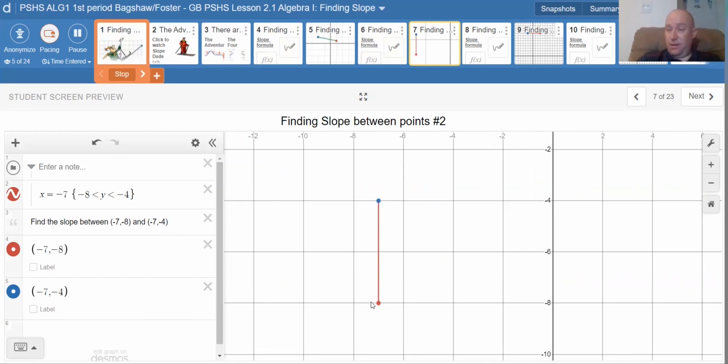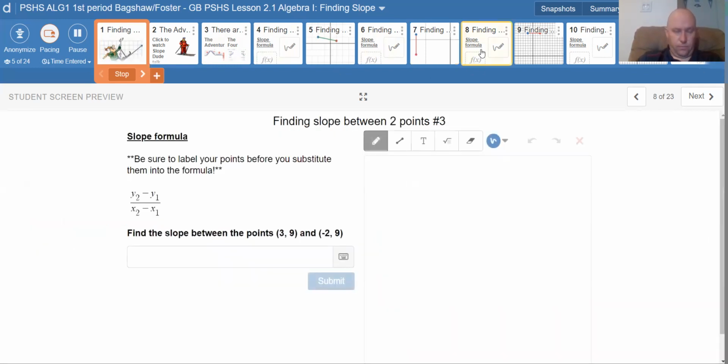You can see that the points are directly above each other. So by plotting the two coordinates, sometimes you get a good idea of whether something is undefined like this, or if it is that 0 slope. So certainly worth typing those in, just so you can check. Next question, 3, 9, and -2, 9.